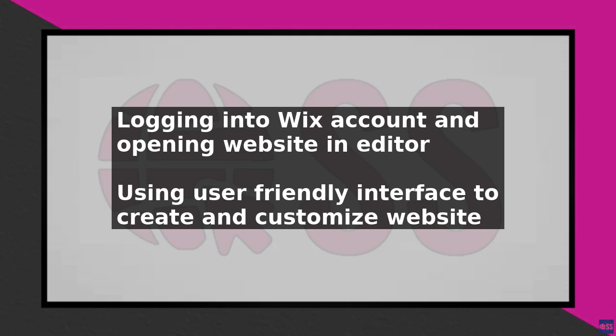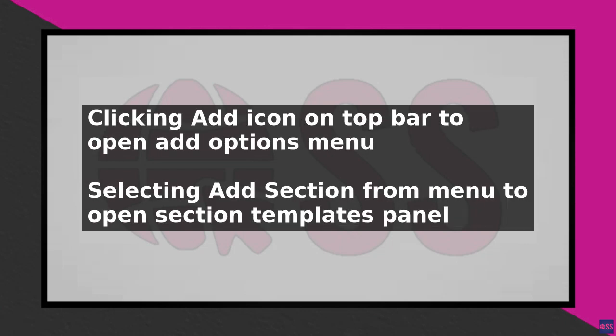First, click on the Add icon on the top bar of the Wix Editor. This icon is usually represented by a plus sign and is located on the left side of the top bar. Clicking on this icon will open a menu with various add options, including adding a section, page, or element. From the Add menu, select Add Section.